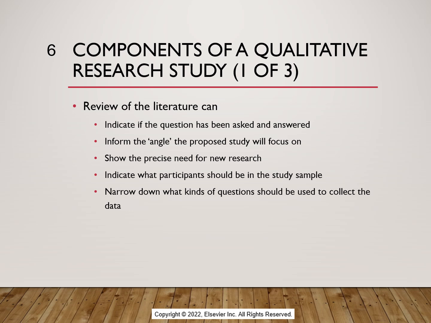So the review of the literature, it should indicate if the question has been asked and answered. It should kind of give you an angle that the proposed study will focus on. In the conclusion section or the discussion section, it should show a need for new research. It should indicate what participants should be in the study sample, and it should narrow down what kinds of questions should be used to collect the data. And remember, the questions are going to be narrative. They're going to be open-ended, semi-structured, not quantifiable. So they're going to capture words and ideas of participants.